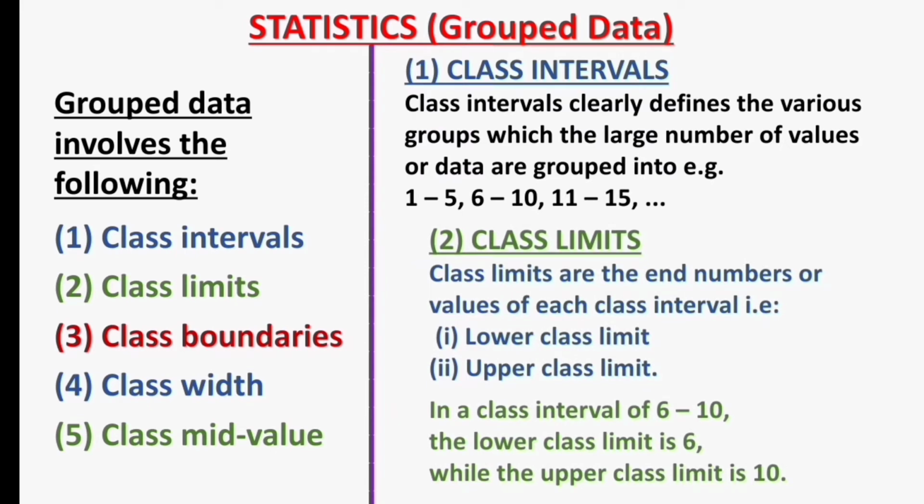Number 2, class limits. Class limits are the end numbers or values of each class interval, that is, the lower class limit and the upper class limit. In a class interval of from 6 to 10, the lower class limit is 6, while the upper class limit is 10.